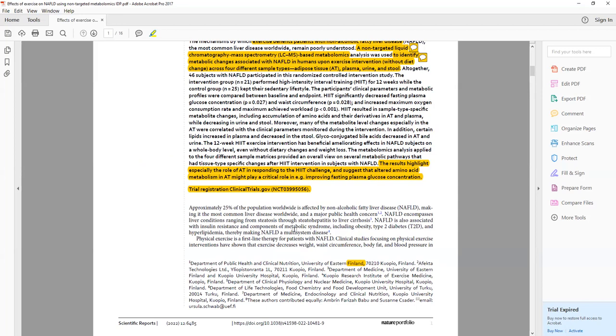This is why they are looking at all the different sample matrices, because the disease is multi-system. So it does affect the whole body, if I can put it like that.